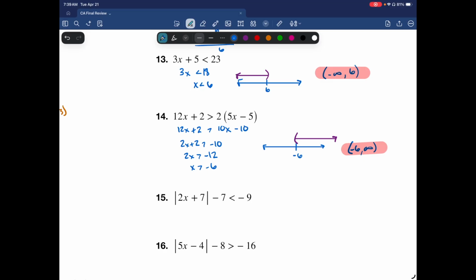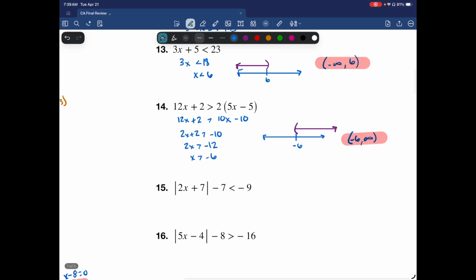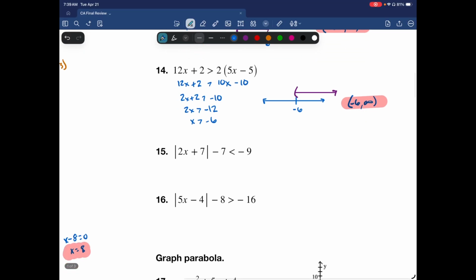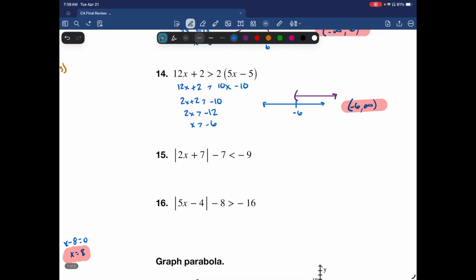Okay. All right, now, with absolute values, you want to make sure the absolute value is by itself first, and then depending on what's by itself, you can look at it and compare it to the inequality, and that can kind of give you some hints of what's going on.